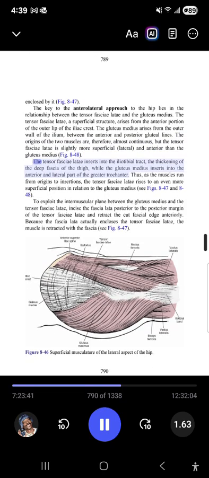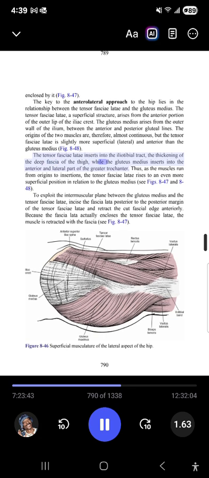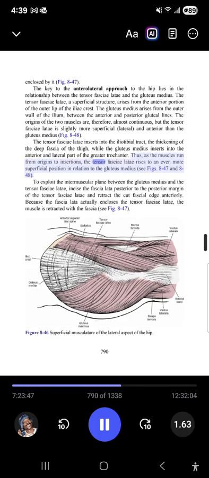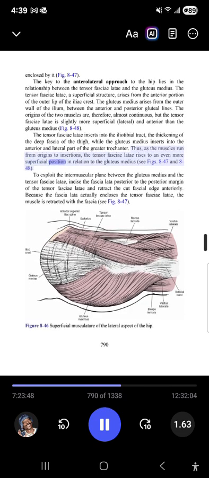The tensor fasciae latae inserts into the iliotibial tract, the thickening of the deep fascia of the thigh, while the gluteus medius inserts into the anterior and lateral part of the greater trochanter. Thus, as the muscles run from origins to insertions, the tensor fasciae latae rises to an even more superficial position in relation to the gluteus medius, see figs 8-47 and 8-48.